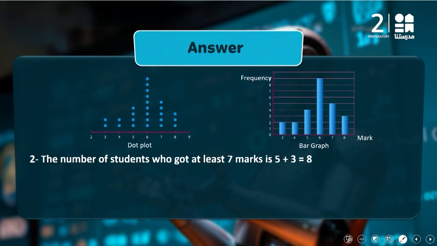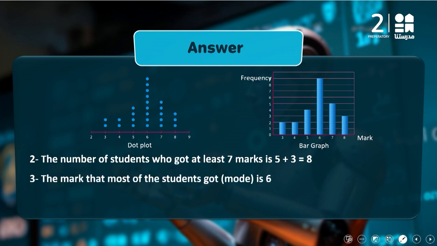Now it's time for the question about the number of students who got at least 7 marks. At least 7 marks, so we have 7 or more marks. Let's start with 7. The number of students whose mark is 7 is 5 students. More than 7, 8. The number of students whose mark is 8 is 3. So to find the number of students who got at least 7 marks, we have 5 students plus 3 students equals 8 students.